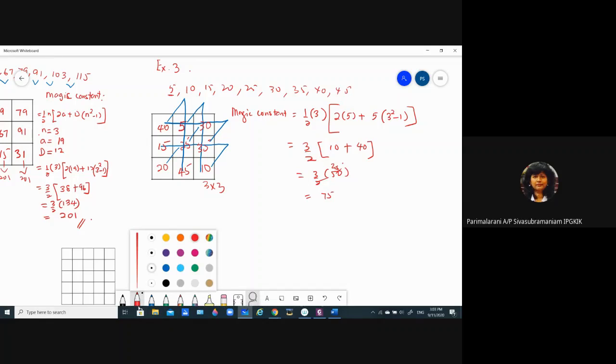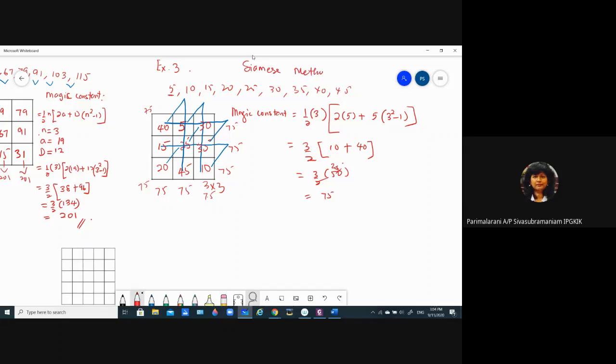Okay, let's check. 40 plus 30 plus 5 is 75. This way, 75. Diagonal 30, 40, 5 is 75. This diagonal also 75. Correct? So our sums are all equal. All the rows, all the columns, and all the diagonals equal 75. So we have put these 9 numbers into this 3 by 3 magic square of order 3 using the Siamese method.